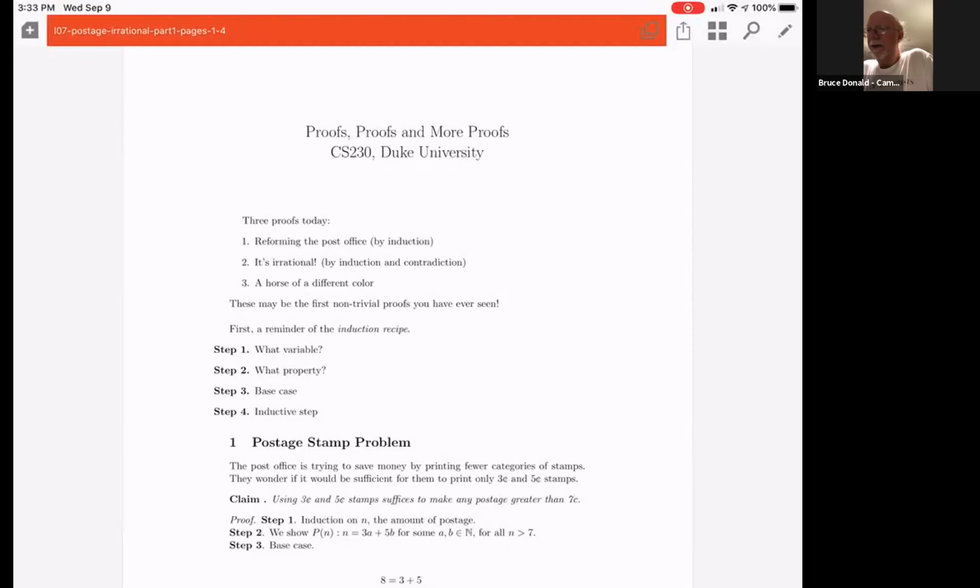in doing these proofs, and to work together and to ask us questions. So I want to show you several things. We got through reforming the post office, the postage stamp problem, which was pretty fun.